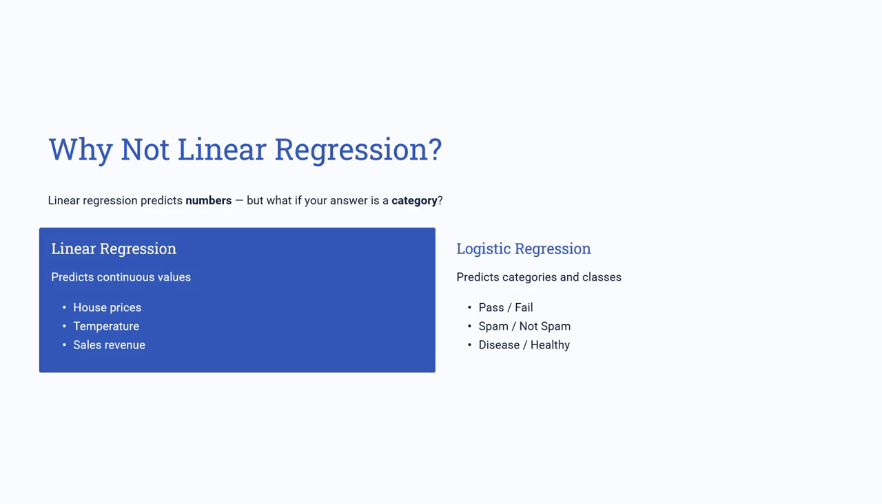Linear regression predicts numerical values, for example, house prices, sales revenue, temperature, student marks, but many real world problems require categories instead of numbers. For example, will a student pass or fail? Is an email spam or not spam? Does a patient have a disease or not? These are classification problems, and logistic regression is designed specifically for classification.